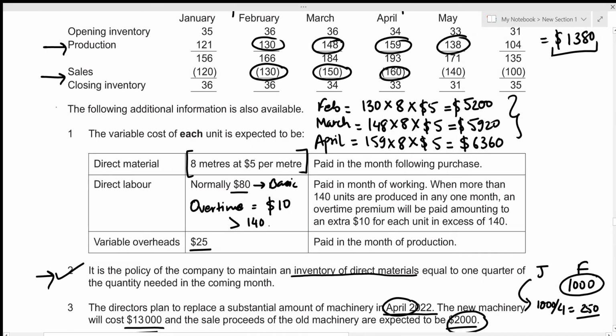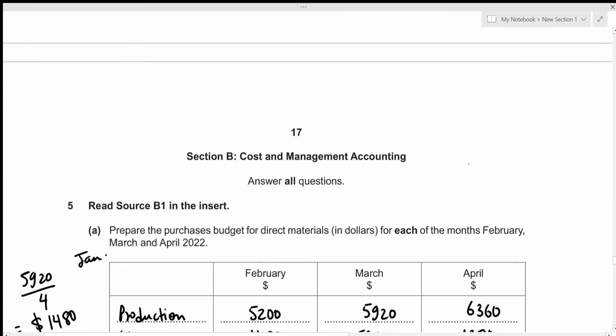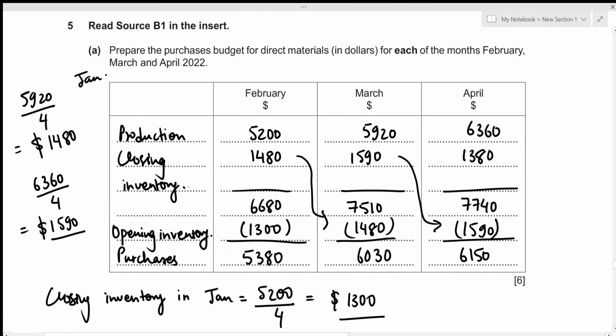So let's talk about direct material. What we know is that the expenses for direct materials are paid in the month following purchase, meaning that whatever purchases we made in the month of February will be paid in the month of March. And we already figured out the total purchases of direct materials in the first part in our purchases budget. So let's have a look.